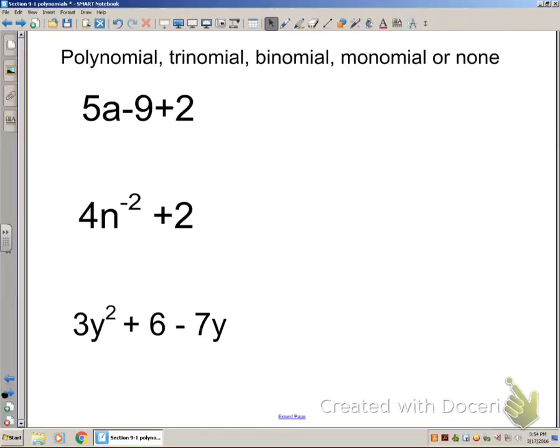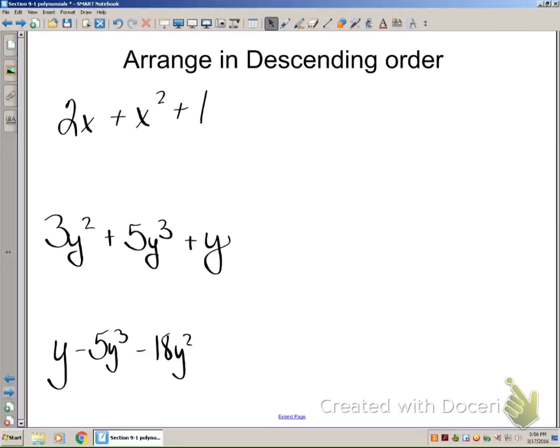Let's move on to the next one. Arrange in descending order. Well, we know the word descending means to order from greatest to least. Let's think about this here. Descending order. That means that if we're descending the stairs, we start at the top and go down. So we start with the highest number and work our way down. So my term here with the highest exponent on this first one is the x squared. So I'm going to put x squared first, then the plus 2x, then plus 1.